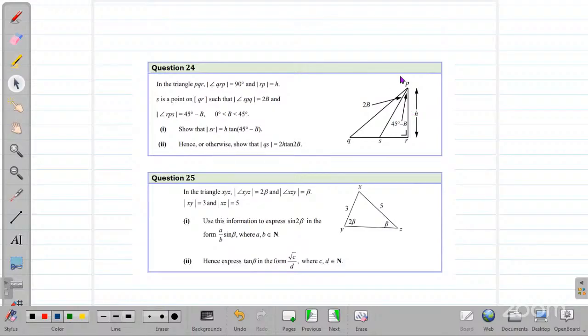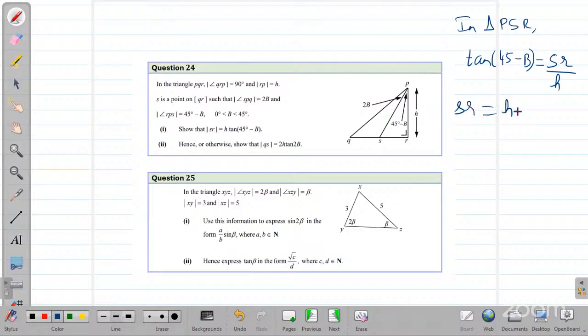Now if you take the right angle triangle PSR, in triangle PSR, tangent of 45 minus B will be equal to the opposite side SR divided by the adjacent side H. Now when you cross multiply, you'll get SR is equal to H tan (45 minus B). So we have proved the first part. Is the first part clear? Yeah.